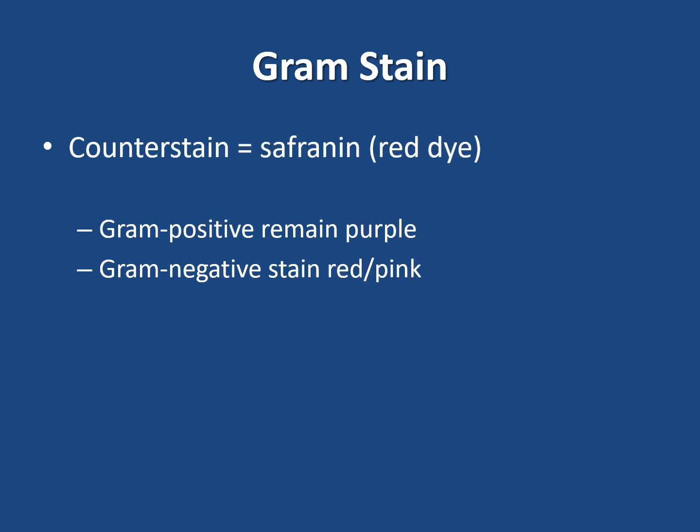Now you add the counterstain of saffron red, which is a red dye. That saffron, the gram-positives already, all the spaces are taken with the crystal violet iodine complex, so there's no place for the saffron to go. But the gram-negatives are going to stain red because you just washed in the previous step all the crystal violet out. So there's all this empty space there for the red dye to go, and so that's why the gram-negatives will stain red.